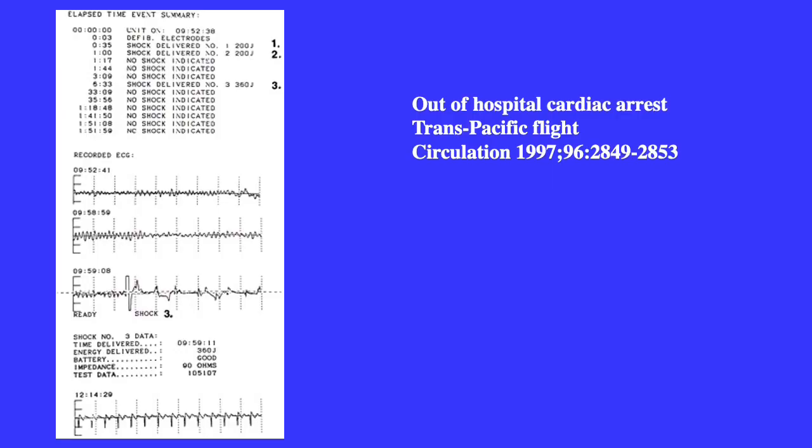Finally, this is an interesting patient where, on a transpacific flight, you can see from the top two strips that the rhythm is irregular. The patient went into ventricular fibrillation. The patient had a defibrillator and a shock was given. And after the shock was given, as you'll see in the third strip, the rhythm was restored. This patient was actually going to Hawaii from the US, and after the shock, got off the flight and had a great vacation.